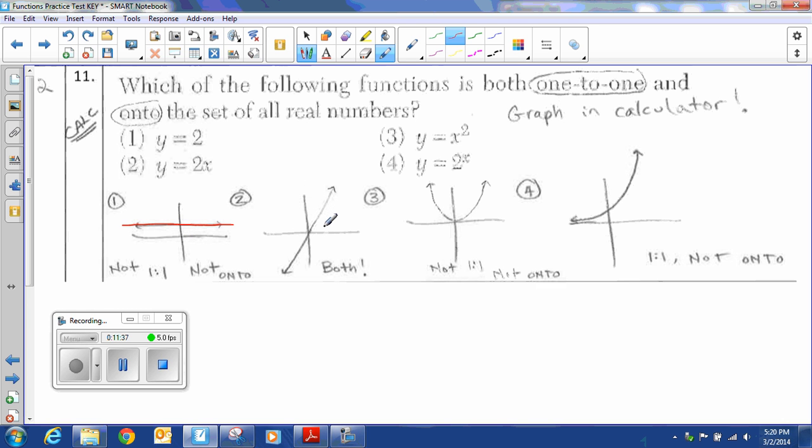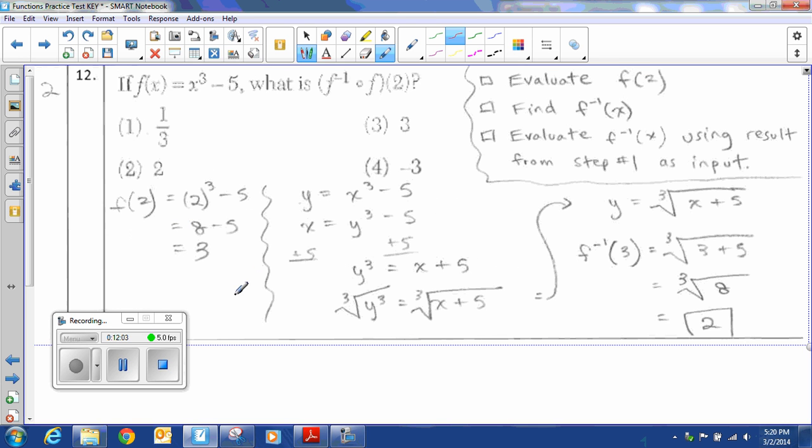Over here, this is our linear function. This one is both onto and one-to-one. Okay? This one is not one-to-one, and it's not onto either. And this one here is one-to-one because the horizontal line goes through one time, but it is not onto because all values below 0 are not used. The answer is 2.